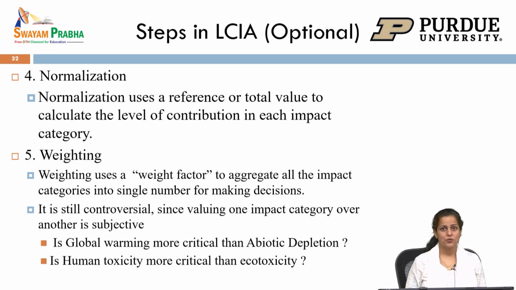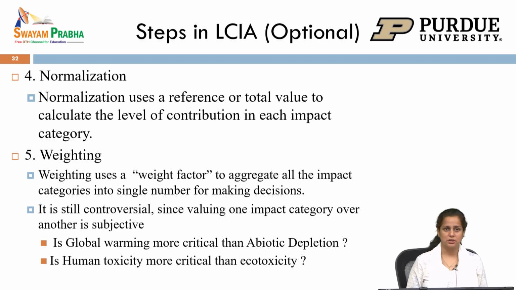For example, if you are studying global warming and abiotic depletion, abiotic depletion is an impact category that relates to the depletion of non-renewable resources in our economy. So, for example, depletion of fossil fuel sources. So, the question is, is global warming more important than abiotic depletion? Maybe or maybe not. So, that becomes subjective.